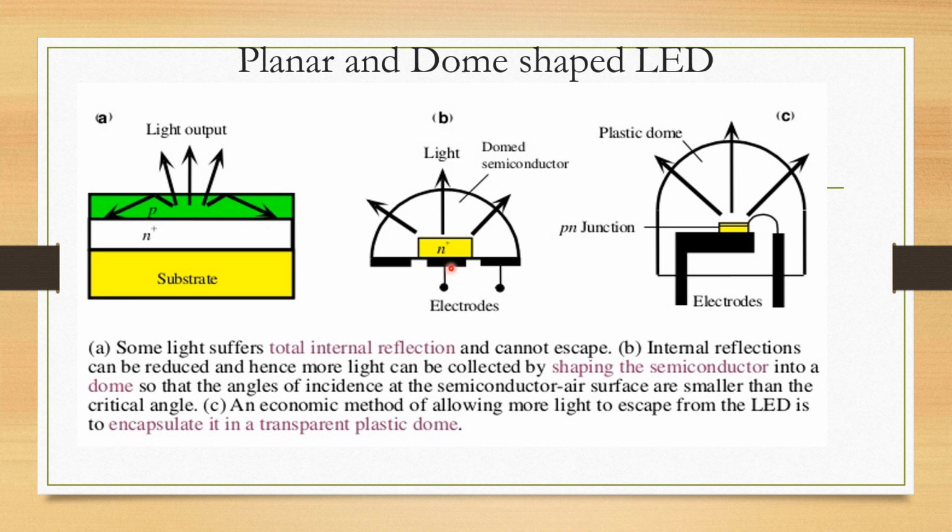Either the P and N type materials are covered with a plastic dome like this, as shown in diagram C, or the P material is made in the form of a hemispherical dome. By these two ways, the internal reflections can be reduced to a greater extent.